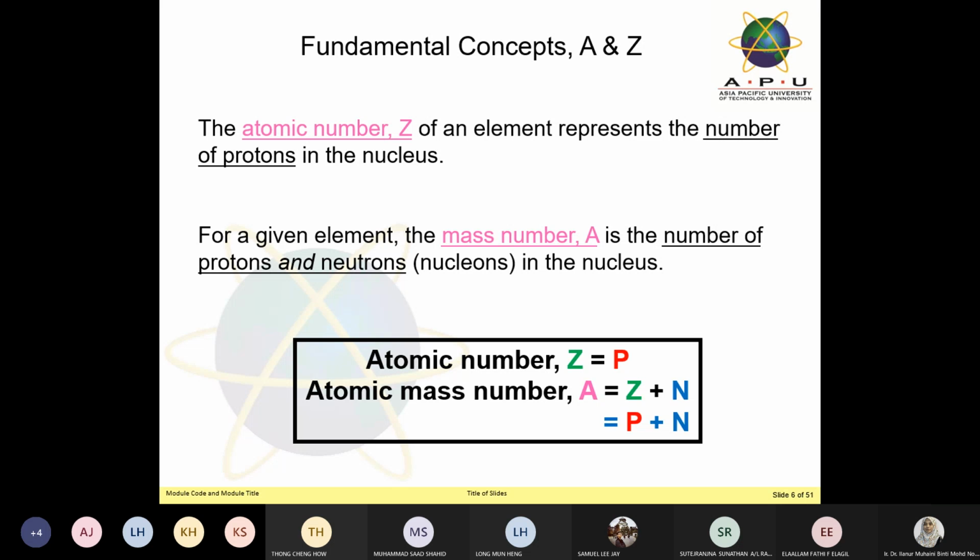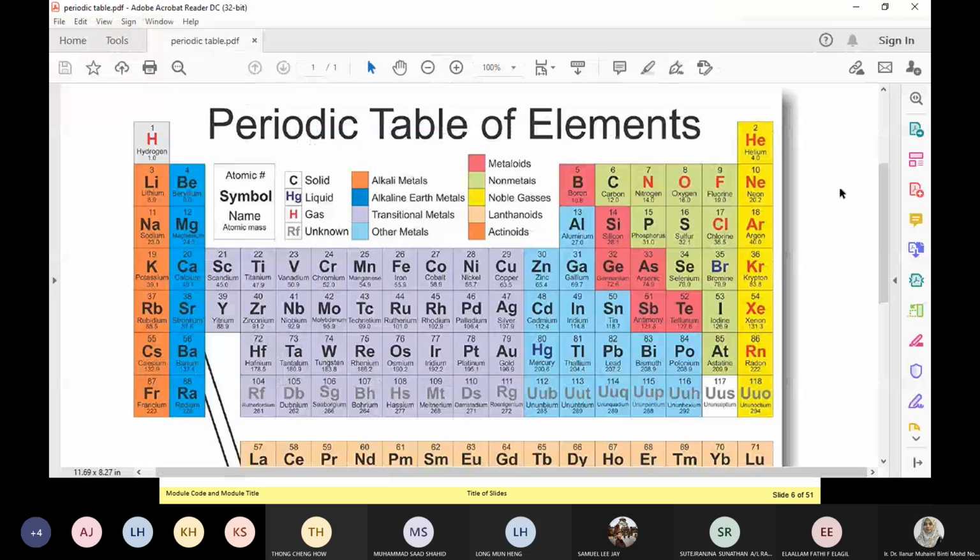Okay, so if you want N, and this one mathematic only, N equals A minus Z. Correct or not? So if I ask you, okay, we take one sample. If I ask you neon, what is the neutron number for neon? Ten or 10.2?